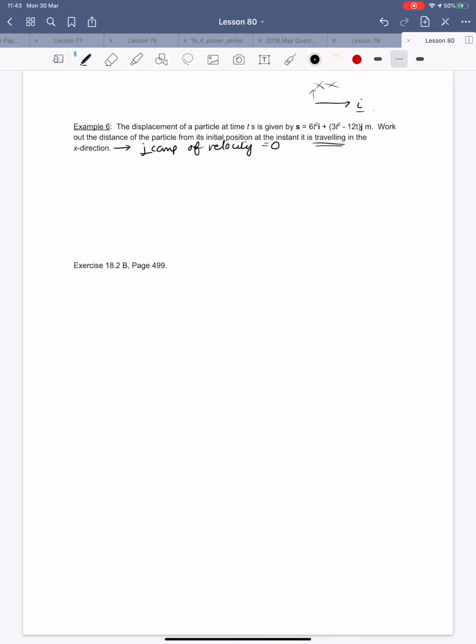Travelling is velocity. Right, so we need velocity, and velocity is ds by dt, so it's going to be 12t i plus 6t minus 12 j meters. So I've differentiated this here, 12t, 3t squared is 6t, minus 12j, and it's meters per second on its velocity. So the j component is 0, so 6t minus 12 is 0. So that happens when t equals 2 seconds.